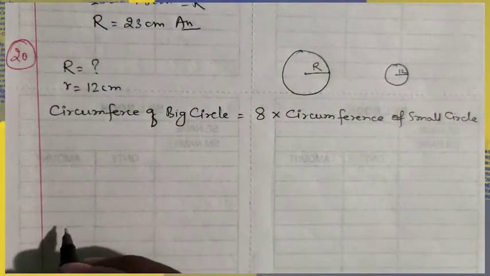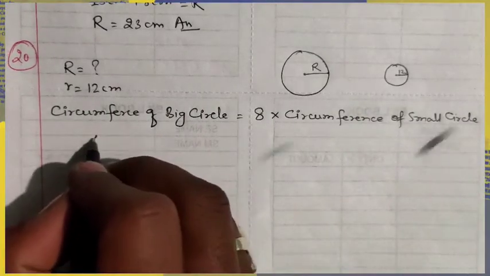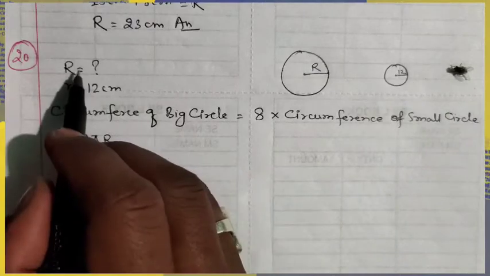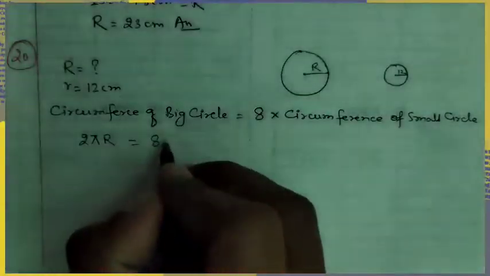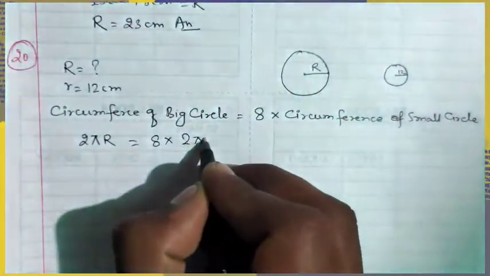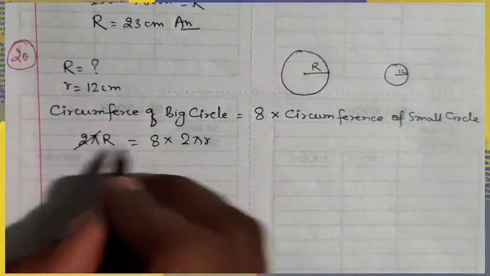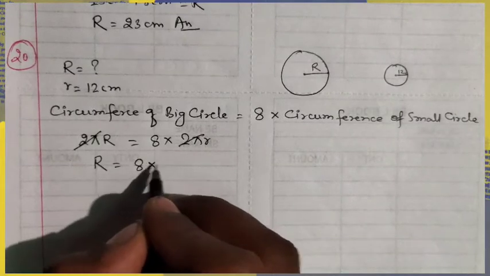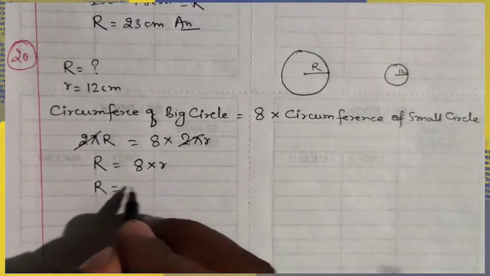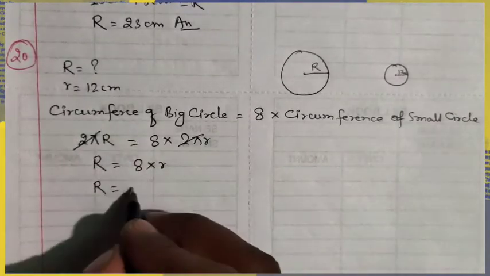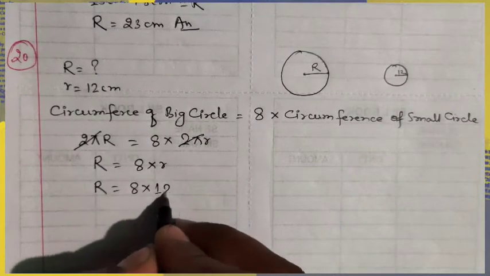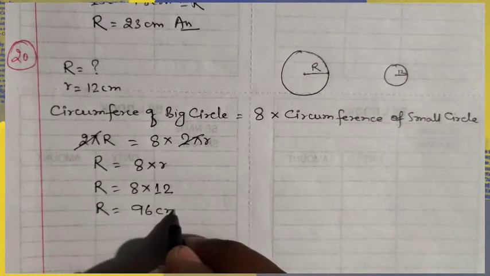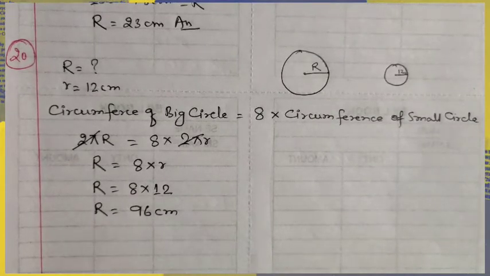The formula for both will be the same, that is 2 pi R. For the big circle we have taken capital R, so 2 pi capital R is equal to 8 into 2 pi small r. Now 2 pi is cancelled. R is equal to 8 into small r, and the value of small r we know, that is 12. 8 into 12, we will multiply it, we will get 96 centimeter. This is the radius of the new circle, that is the bigger circle.